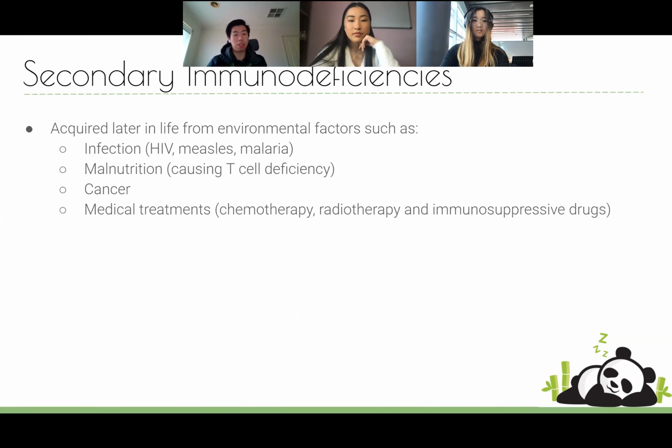Now, secondary immunodeficiencies are a lot more common in hospital settings, and very prevalent. You can get infections such as HIV, measles, and malaria that can cause immunodeficiencies. Malnutrition can cause it. You can have cancer that can cause it, such as the ones that Lena was just talking about. So those blood cancers will cause you to have an immunodeficiency.